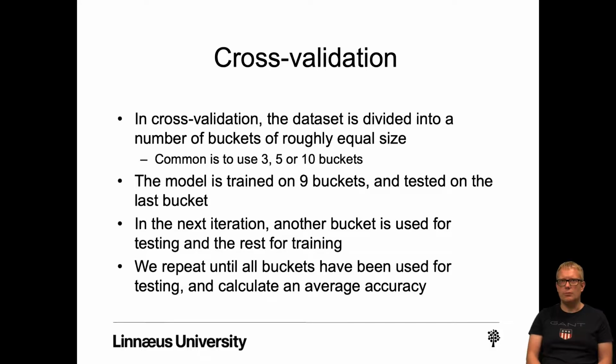Another approach is to use cross-validation. In cross-validation, the dataset is divided into a number of buckets of roughly equal size, and common is to use 3, 5 or 10 buckets. If we use 10 buckets, the model is trained on 9 buckets and tested on the last bucket. And in the next iteration, another bucket is used for testing and the rest for training. And we repeat until all buckets have been used for testing and calculate an average accuracy.